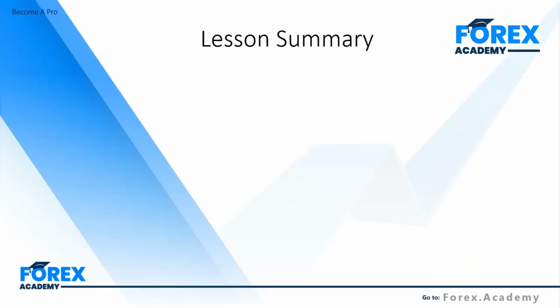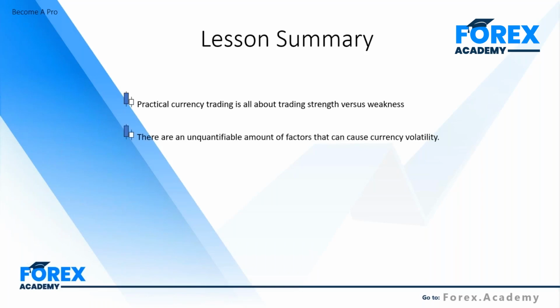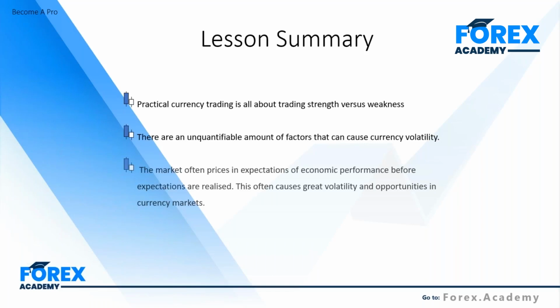So that brings us to the lesson summary. I do realize there's a lot to take in during that lesson. What did we learn more specifically in today's lesson? Practical currency trading is all about trading strength versus weakness. There are an unquantifiable amount of factors that can cause currency volatility. The market often prices in expectations of economic performance before expectations are realized, and this often causes great volatility and opportunities in currency markets.